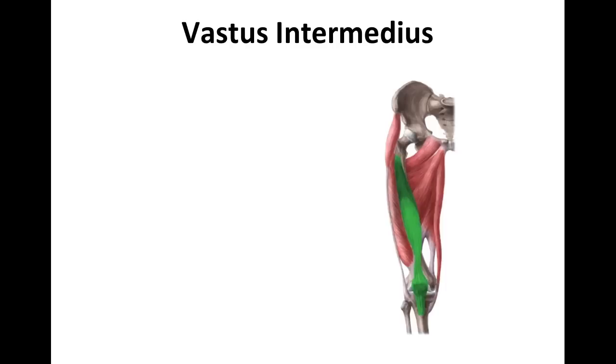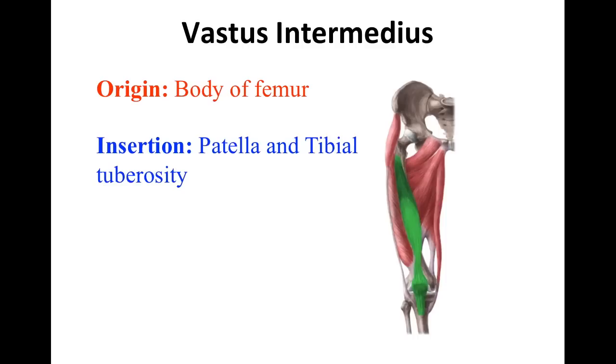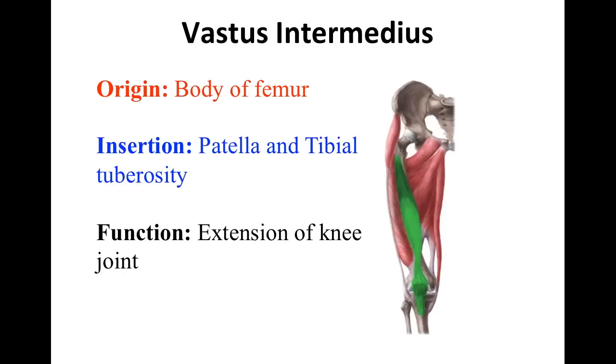The last quadriceps muscle that we're going to discuss is vastus intermedius. This muscle is located right beneath the rectus femoris. Its point of origin is the body of the femur, and it inserts on the patella and tibial tuberosity. The function of this muscle is extension of the knee joint.